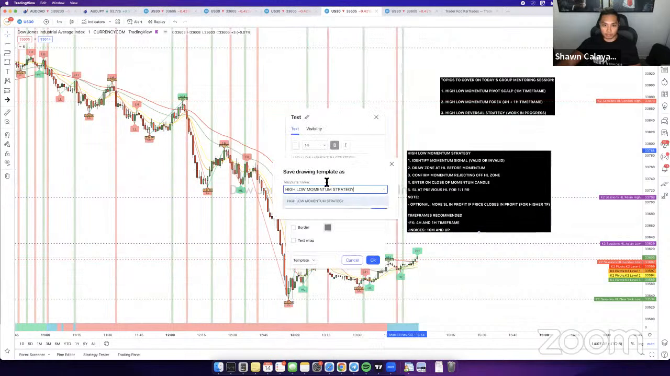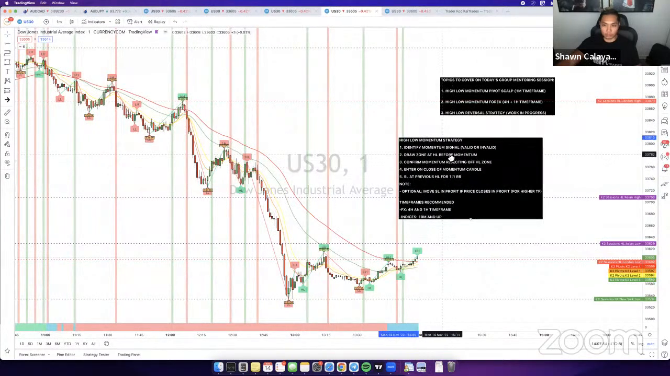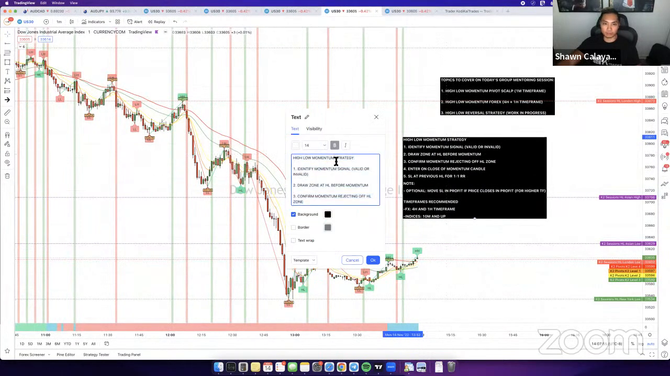And I'm going to save this as high-low momentum pivot scalp. I probably have to clean up my strategies over here because I got way too many things on here, a lot of stuff we don't really use. So I'm going to have to make some changes and delete some of this stuff. But for now, we'll just use this here. So I'm going to call this high-low momentum pivot scalp.